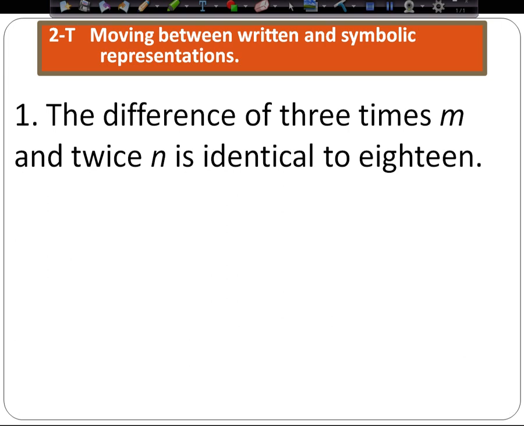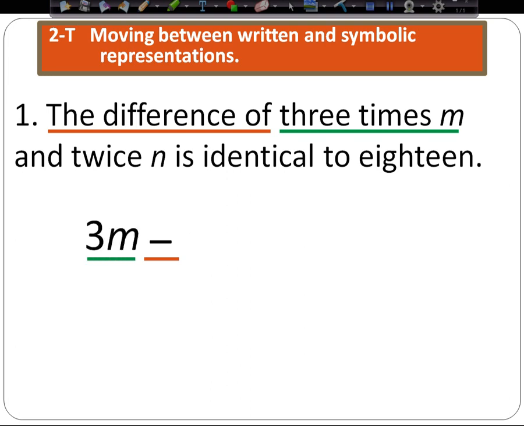All right, we're going to take this apart piece by piece. The first thing we're going to look at is the difference of. The word difference means that we're going to subtract, so we're going to go ahead and write our subtraction symbol. Then 3 times m, we write that as 3m. And twice n. Twice, if I say I walked from here to the door twice, that means I walked there 2 times. So you're going to write that as 2 times n, or 2n.